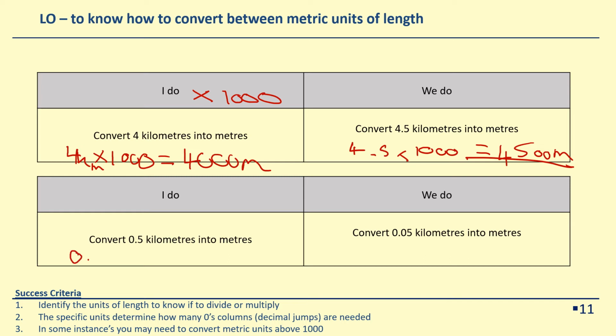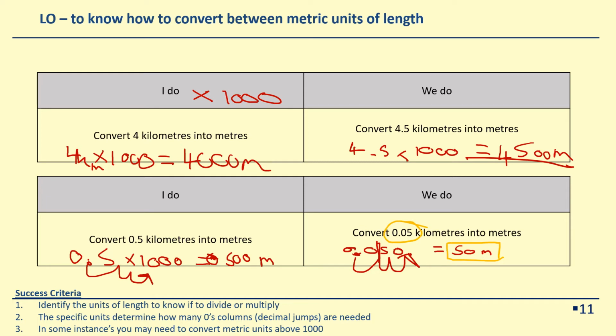This I Do then. 0.5 by 1,000. We jump it down, 1, 2, 3. I know that's into nothing, it's going into parts. Okay, your go. You should have an answer of 50 meters. It started at 0.05, when you jump it down once, 0.5, jump it down twice, 5, jump it down 3 times for 1,000, 50 meters.